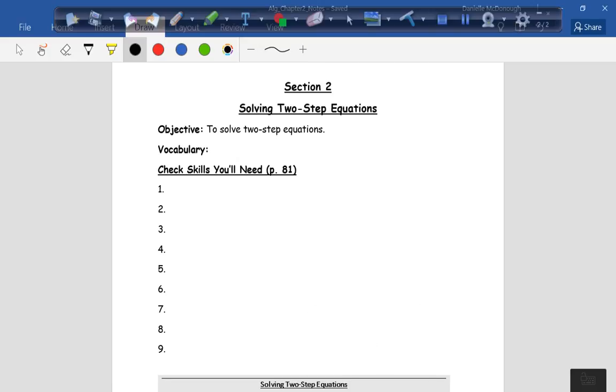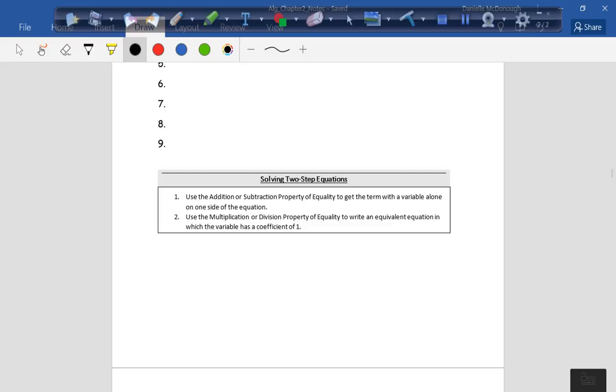All right, so today we're going to do Section 2, which is solving two-step equations, and the objective today is to solve two-step equations. When you're solving two-step equations, you need to use the addition or subtraction property of equality to get the term with a variable alone on one side of the equation. And then you're going to use the multiplication or division property of equality to write an equivalent equation in which the variable has a coefficient of 1.